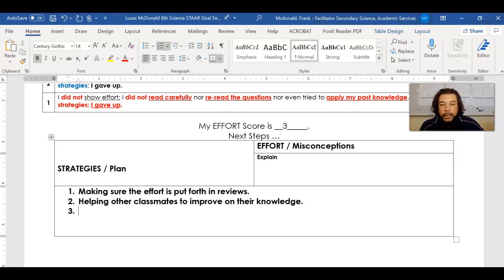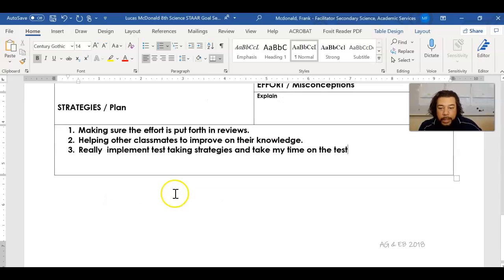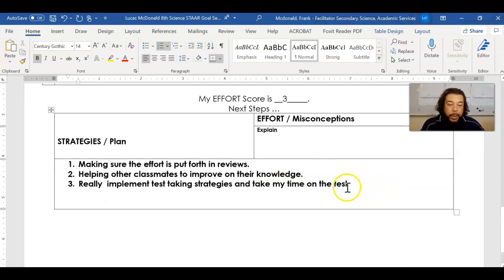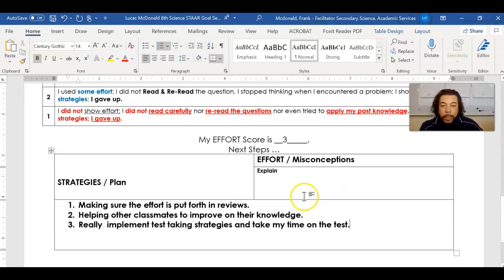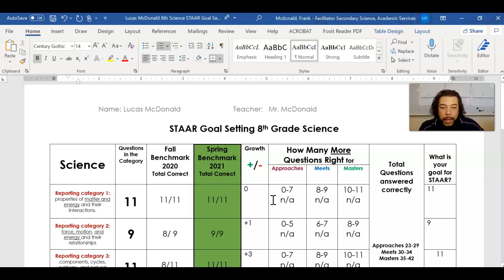And then finally, let's say he wants to really implement test taking strategies and take my time on the test. So those are some of the plans that he can go through. And now it's there. He's put it on paper. And once it's on paper, he can start to move forward to get those things going. So there it is. There's your goal setting sheet in a nutshell.